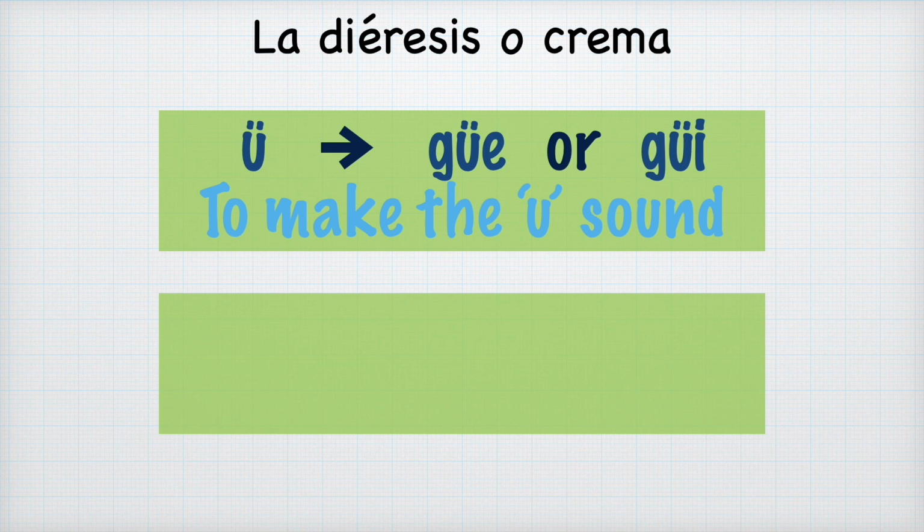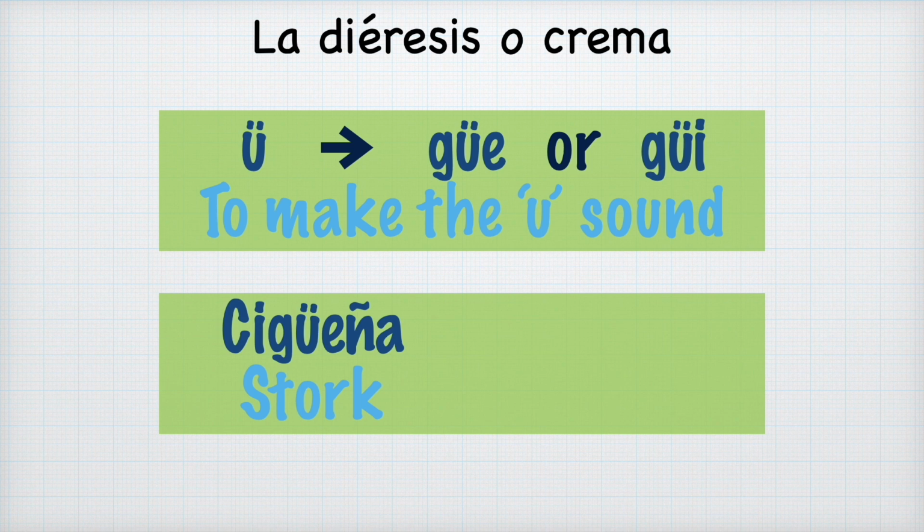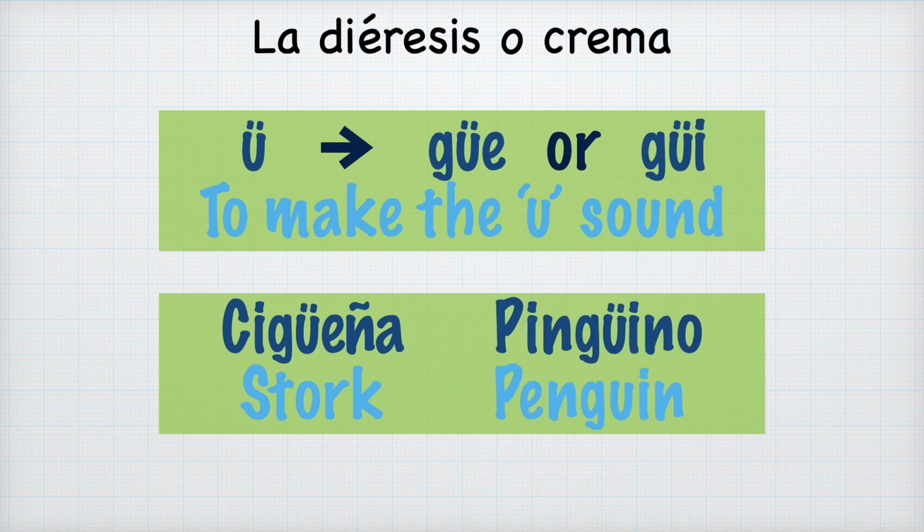So it's fairly straightforward. We have cigüeña, for example. Cigüeña, cigüeña, and it means stork. We have pingüino, pingüino, and it means penguin. If the diéresis were not above the U, these words would sound like cigueña and pinguino. So it sounds very different. So remember, when you see the little dots above the U, we're going to make the U sound.